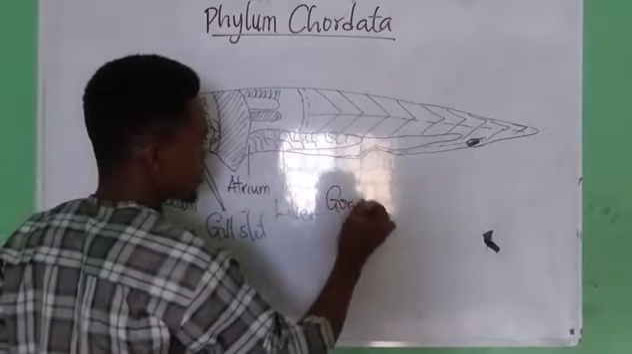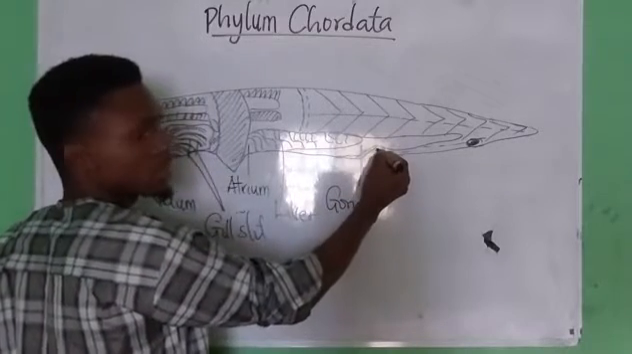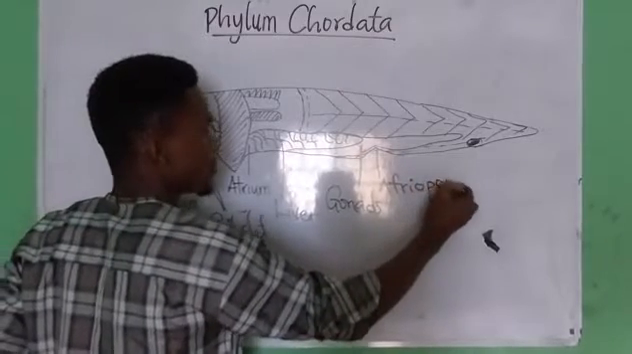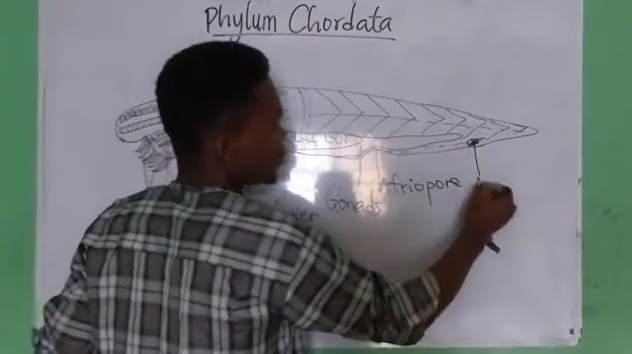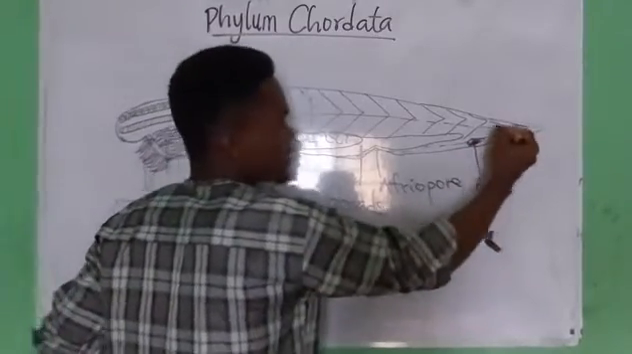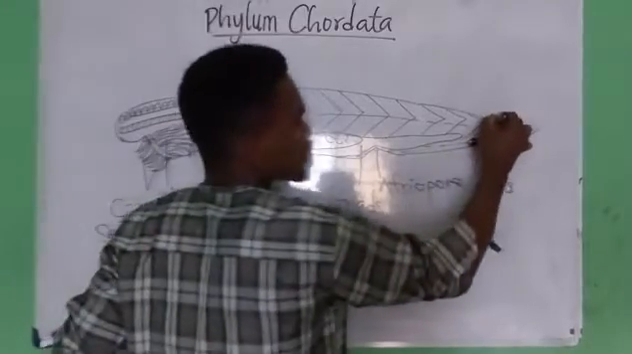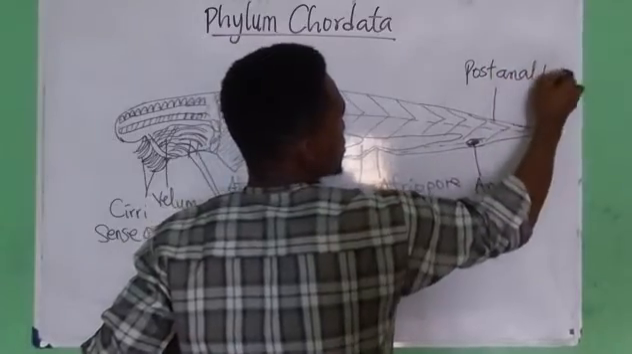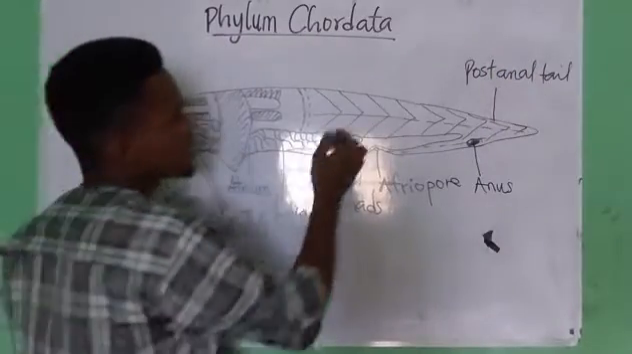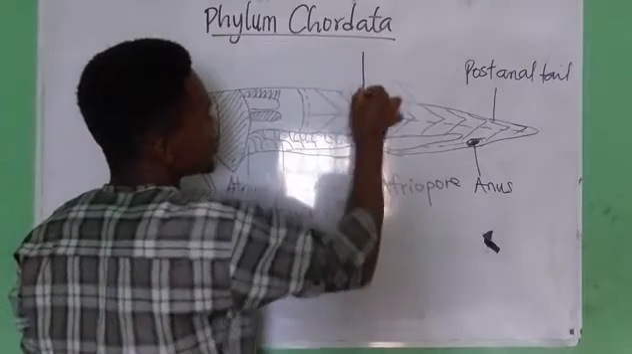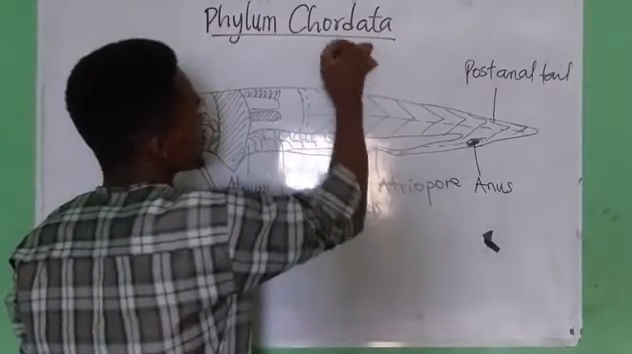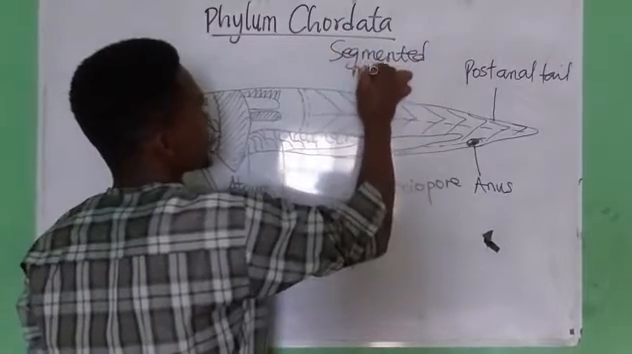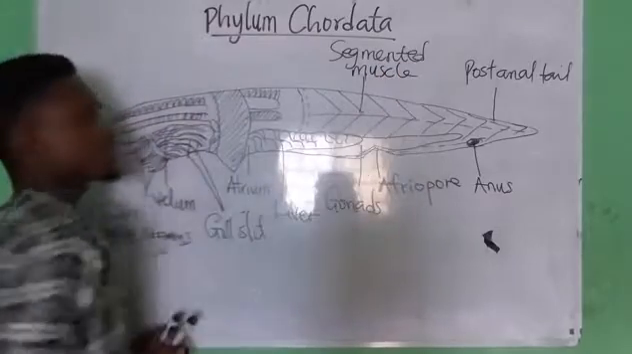Around this region, you have the gonads. Now, this opening found in this organism is called the atriopore. This region is the anus. Now, this part that extends further from the anus is the one that is called what? Post-anal tail. All right, post-anal tail. Now, this region is called segmented muscle. You see, it's divided into different segments.